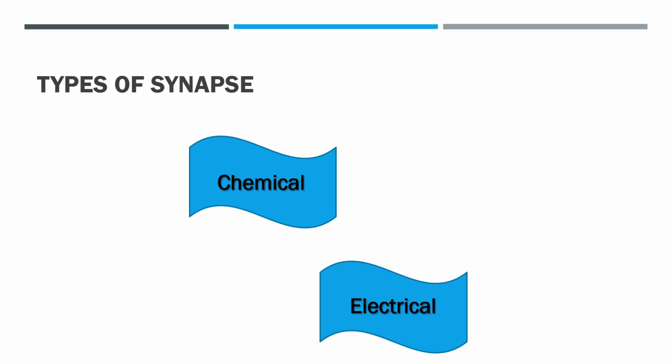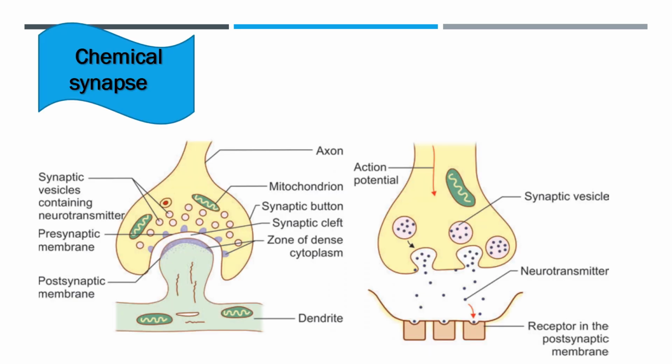If neurotransmitters are involved, it is a chemical synapse. And if ions are involved, it is known as an electrical synapse. Coming to the chemical synapse, that is more common. The impulses are transmitted from one neuron to another, and always in one direction only. What are the components of the chemical synapse? There are three components: the presynaptic membrane, the postsynaptic membrane, and a gap between these two, called the synaptic cleft.